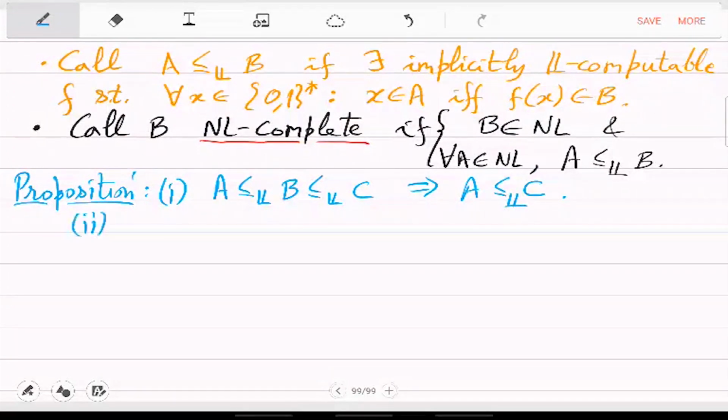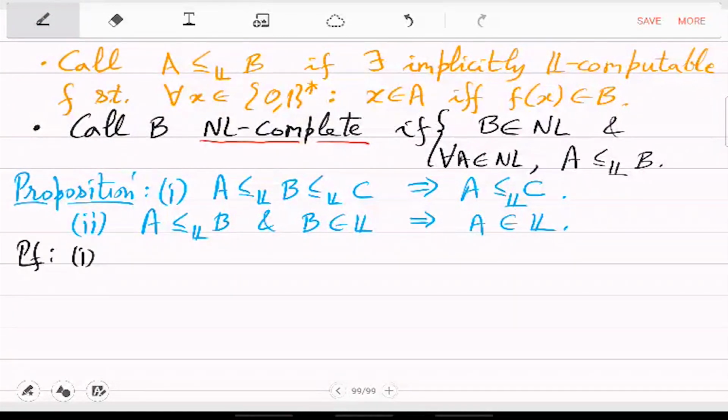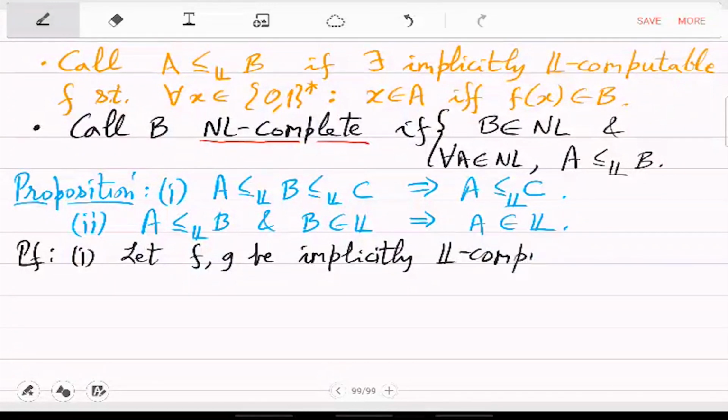And the second property is if A reduces to B and B is in log space, then A is also in log space. Okay, let's prove the first one. As I said, it's not completely trivial. So, let f and g be implicitly L computable functions.